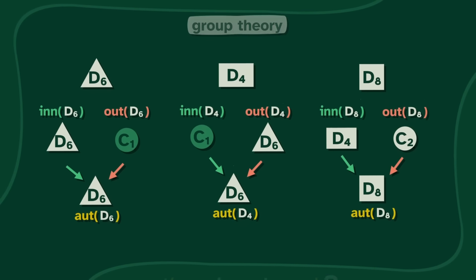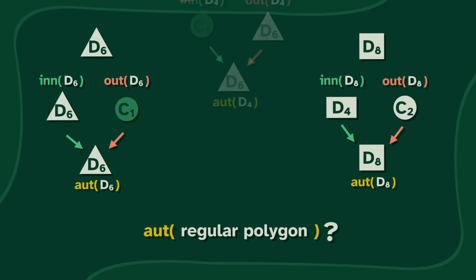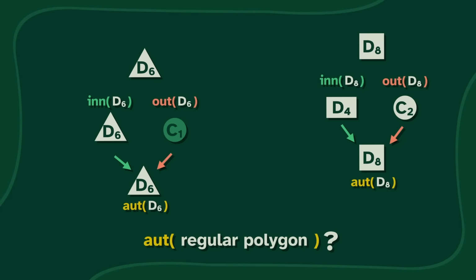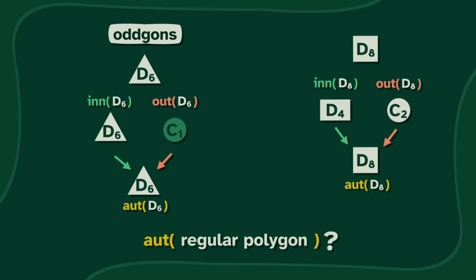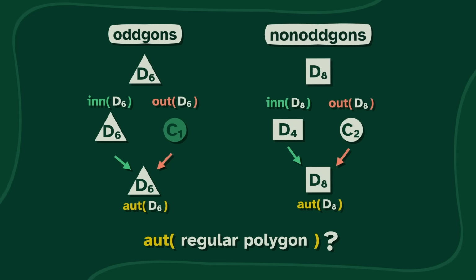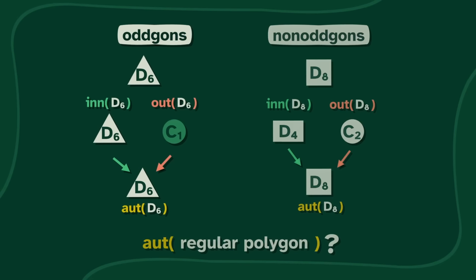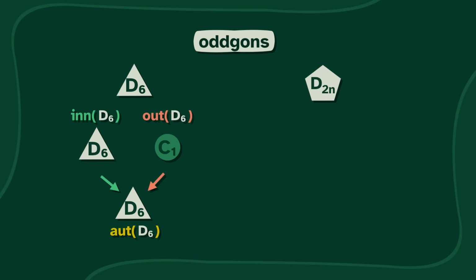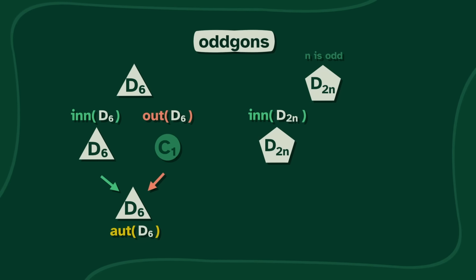But maybe we'd want to find the automorphisms of any regular polygon. The rectangle is irregular, so get it out of here! The triangle is a great starting point for the oddgons, and the square is a great starting point for the non-oddgons. Let's begin with odd. We're looking at the group D2n, where n is odd. The innies will just be D2n.